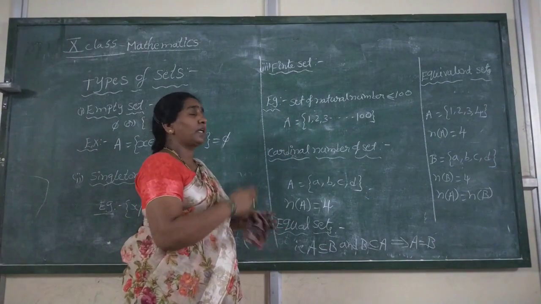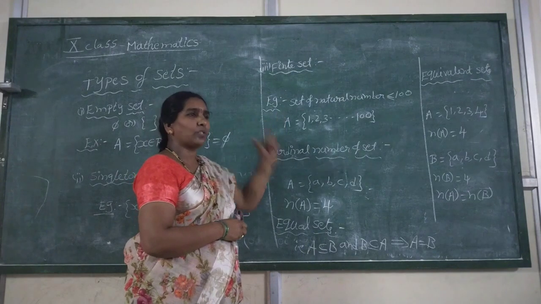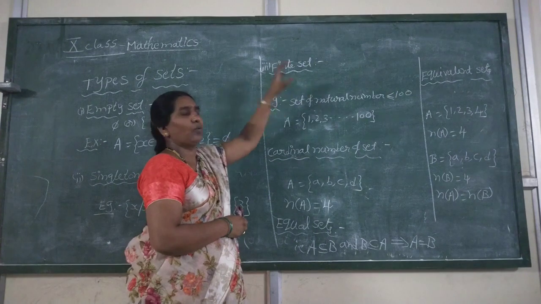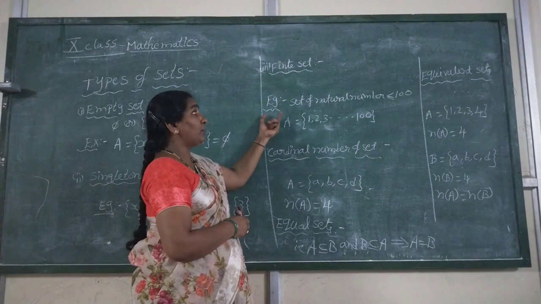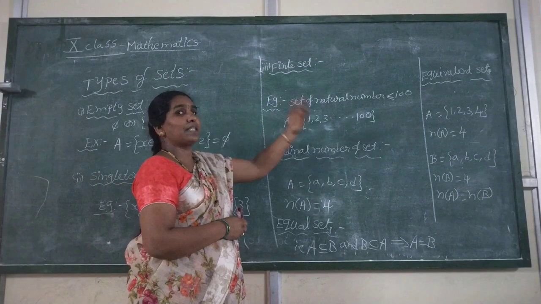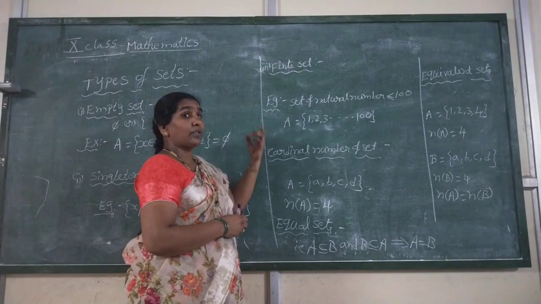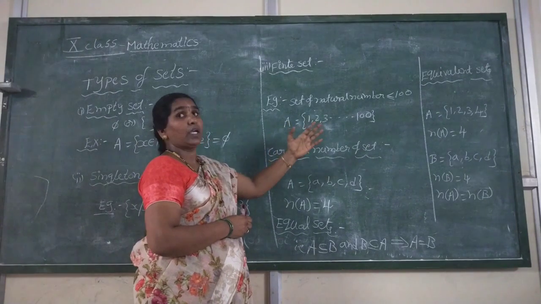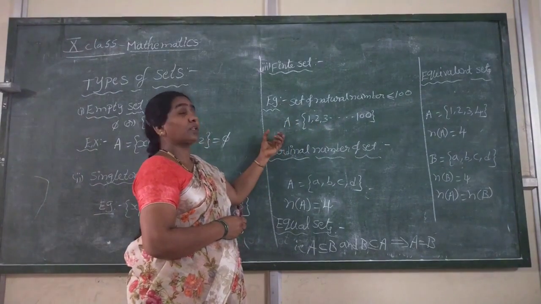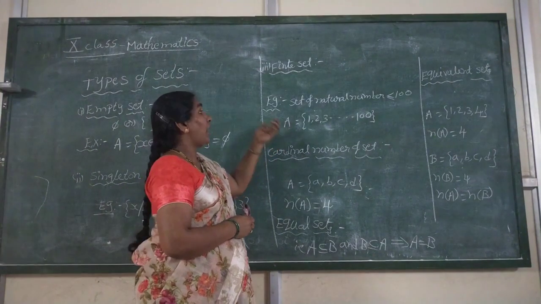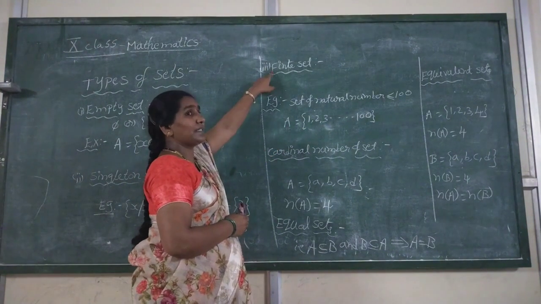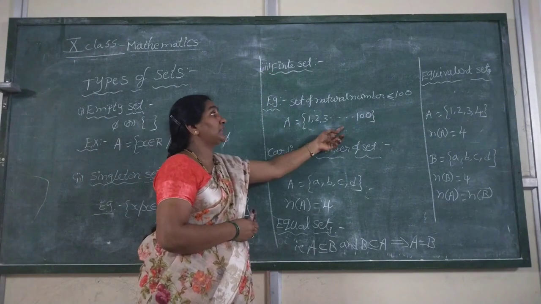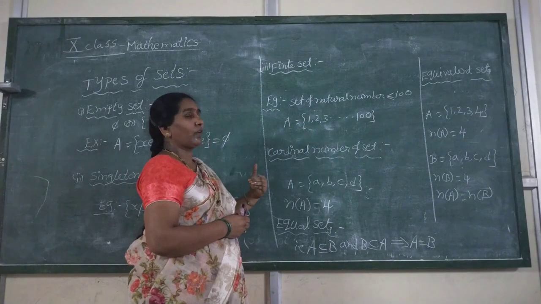What is the meaning of a finite set? If the number of elements in a set is countable, then that set is called a finite set. For example, the set of natural numbers less than or equal to 100. We write the natural numbers from 1 to 100: A equal to 1, 2, 3, up to 100. The set A is called a finite set. Those are the natural numbers which are less than or equal to 100.